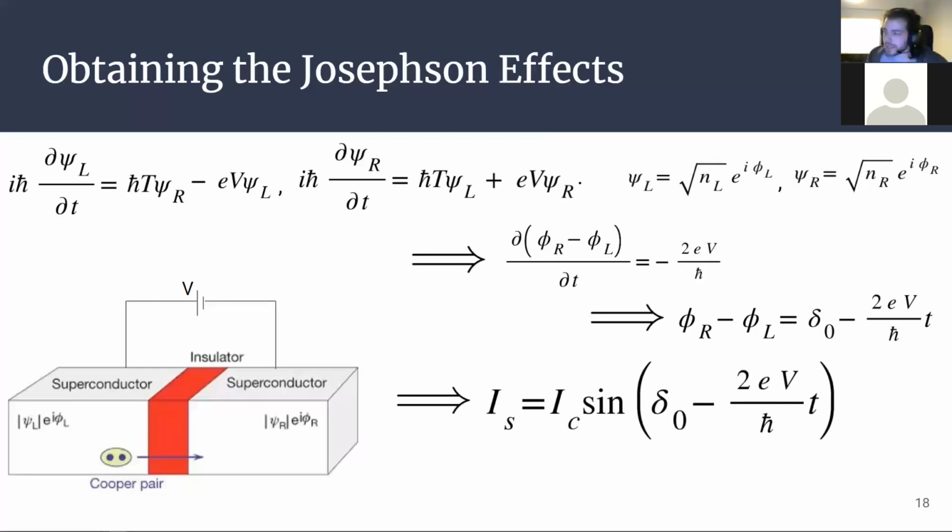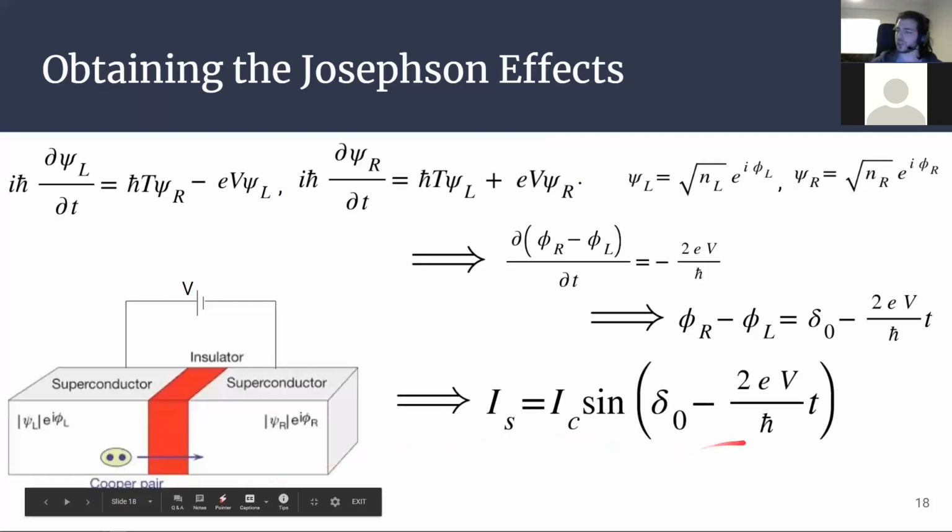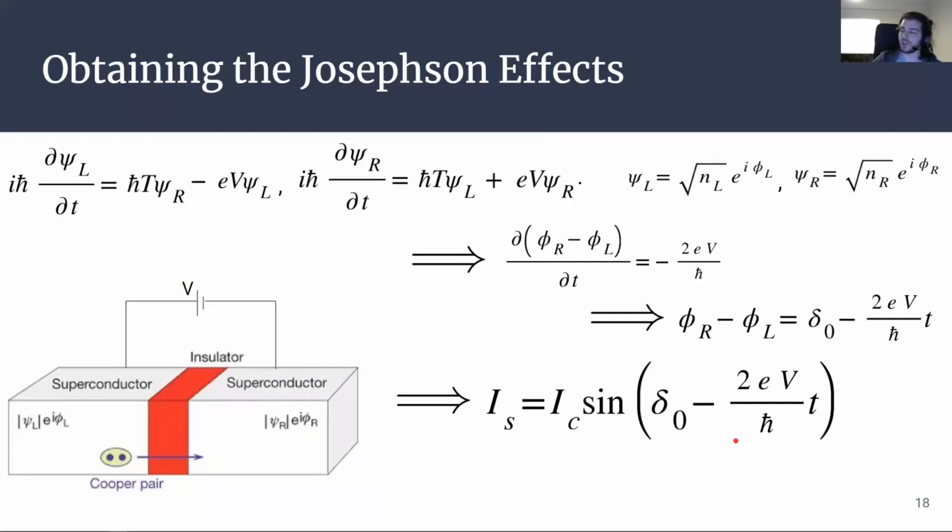This is AC because if we apply a direct voltage, the current is oscillating through the junction. Here we should point out that this is our angular frequency for the oscillation. To understand how fast this oscillation is, we should give some numerical value. Let's give a really small voltage, like 1 microvolt. A DC voltage of 1 microvolt corresponds to almost 500 megahertz.